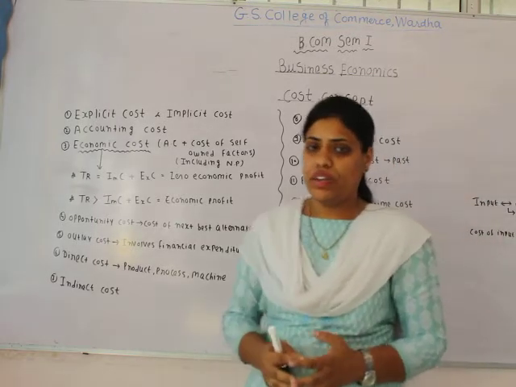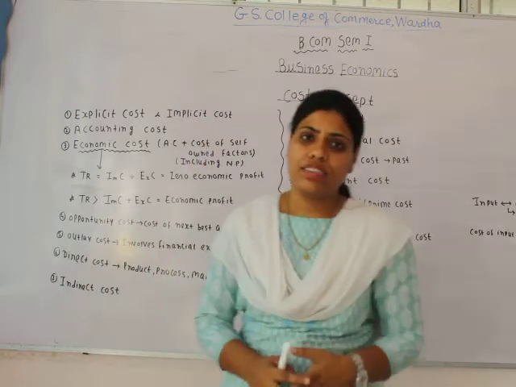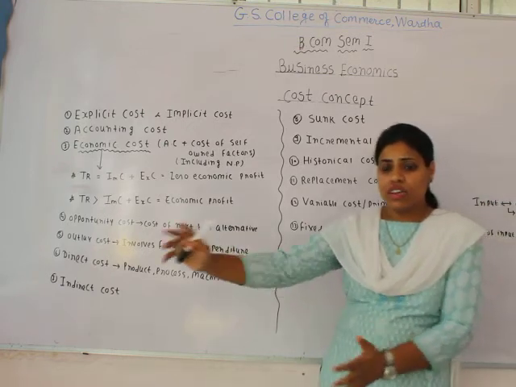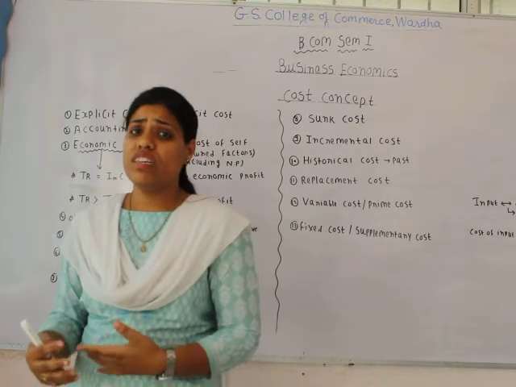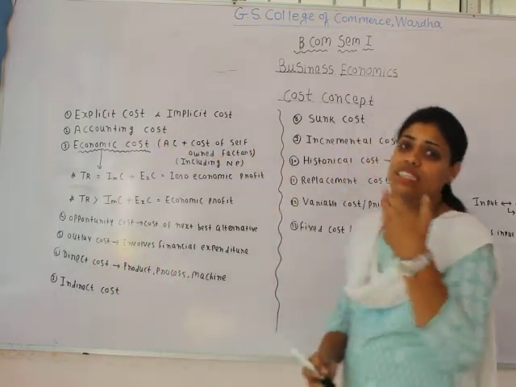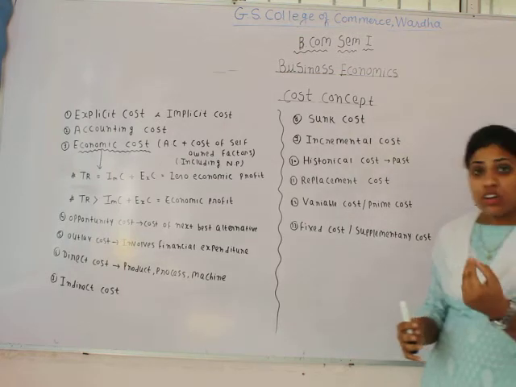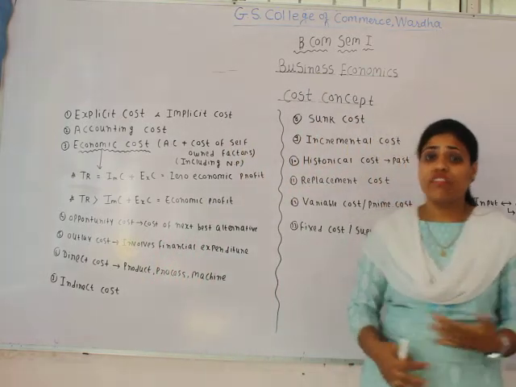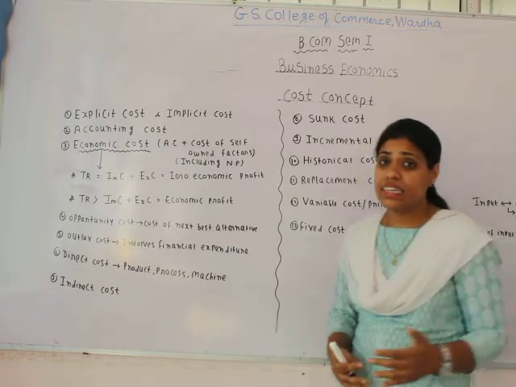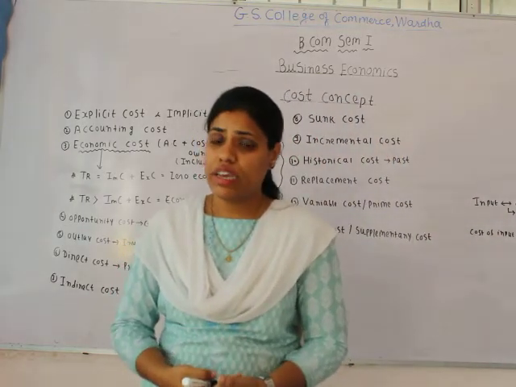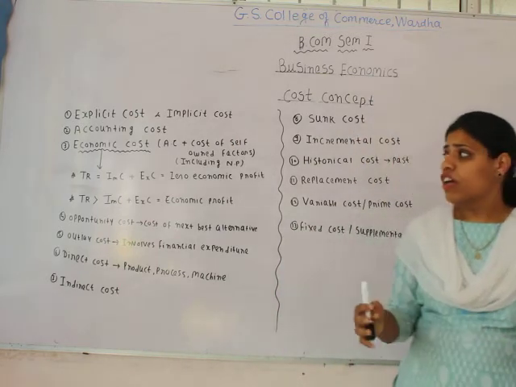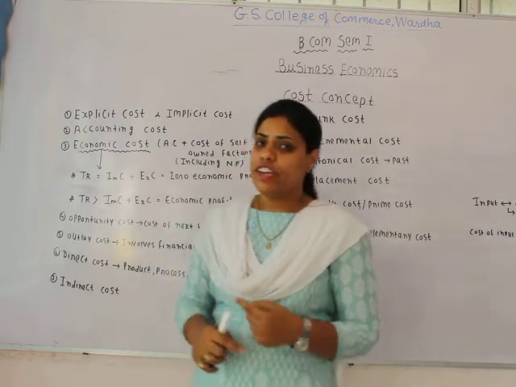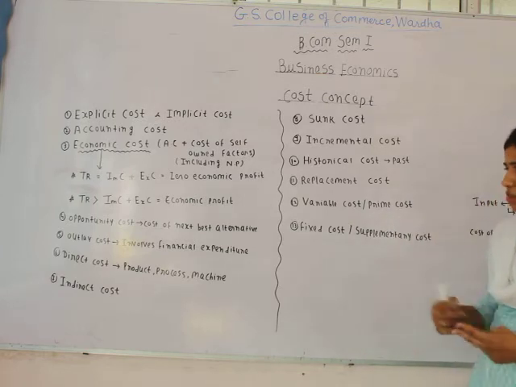Like if you are an entrepreneur working in your own enterprise, but if you had not started your own enterprise and were working somewhere outside in some other office or enterprise, you would have got a salary. So the salary that you are not taking because you are working in your own enterprise is also a kind of implicit cost, because you are providing resources and services. So economic cost is a summation of explicit cost plus implicit cost.